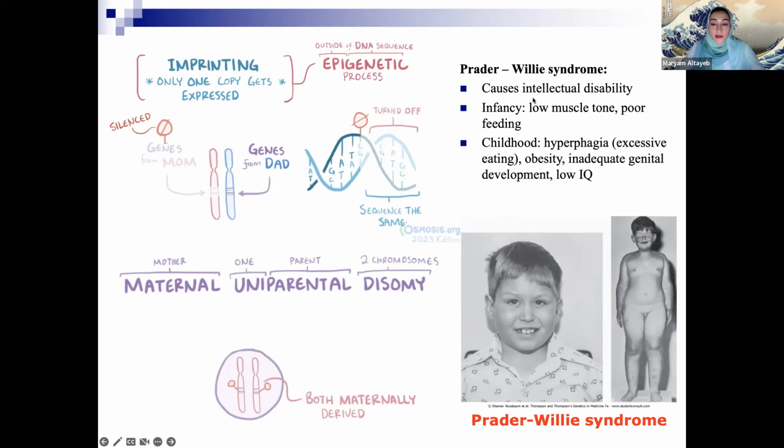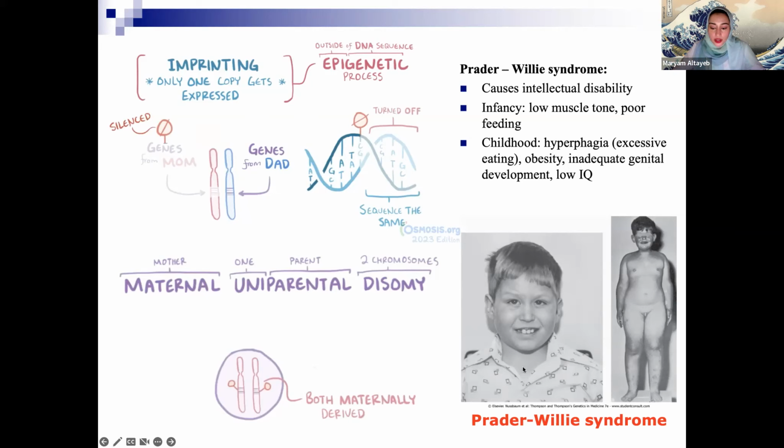And what happens? In Prader-Willi syndrome, it causes intellectual disability. And when they're infants, they have very low muscle tone and problems with feeding. So they're basically very floppy babies. They can't really support themselves physically because of the low muscle tone. And when they grow up and become older, they have hyperphagia. So hyper meaning excessive, and phagia referring to eating. So they're excessively eating, and not the binge eating kind. They physically cannot stop. And so that leads to obesity, and they also have inadequate genital development and low IQ.